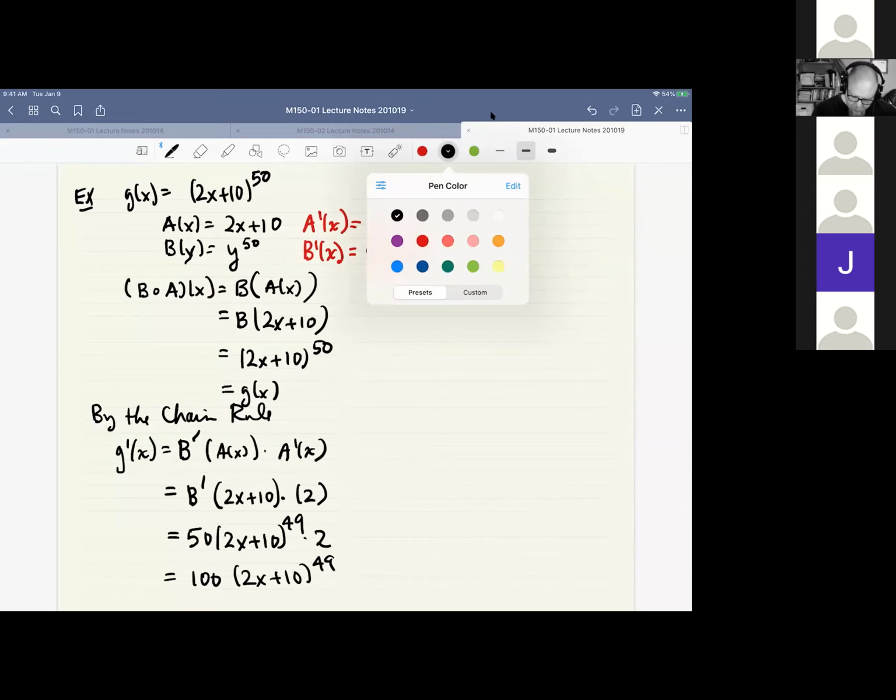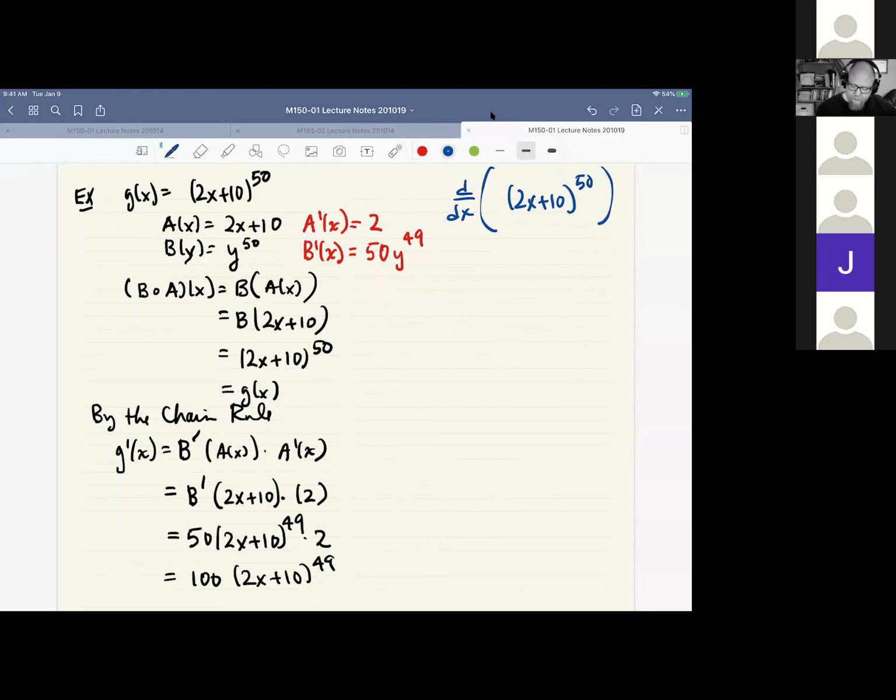And it won't be long before you're differentiating something like this, or something like this in the following way. You see (2x + 10) to the 50th power. You immediately recognize that here's the inside.